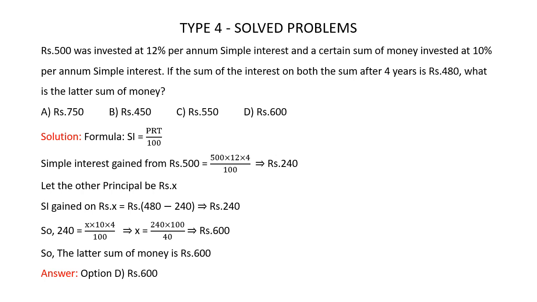Principal is rupees X. Rate of interest is 10% per annum and time is 4 years in the second case. So substituting all these values in the formula here, we get 240 is equal to X multiplied by 10 multiplied by 4 divided by 100. On solving this, we get X is equal to 600. This means the latter sum of money is rupees 600. The correct answer is option D, rupees 600.